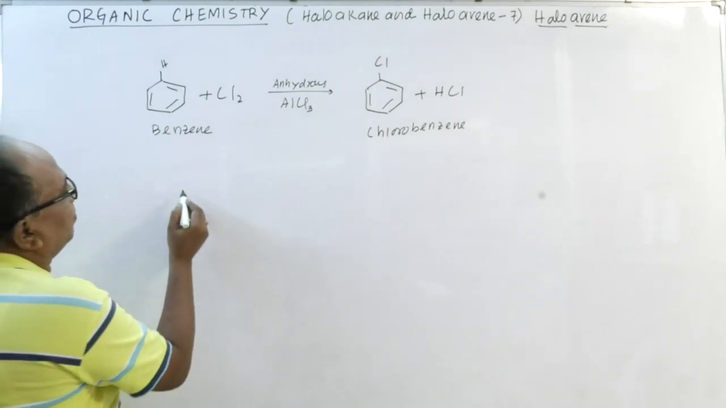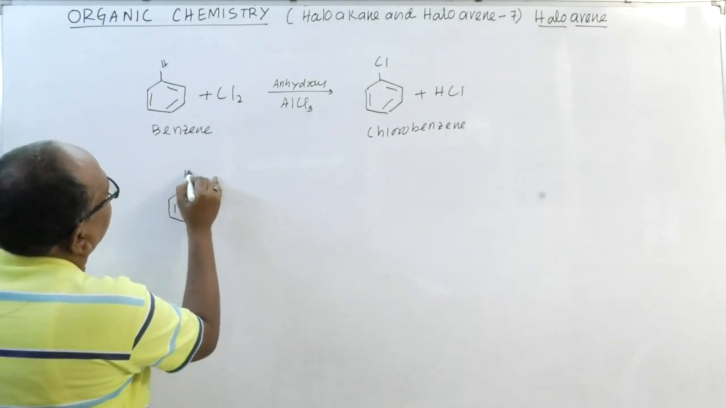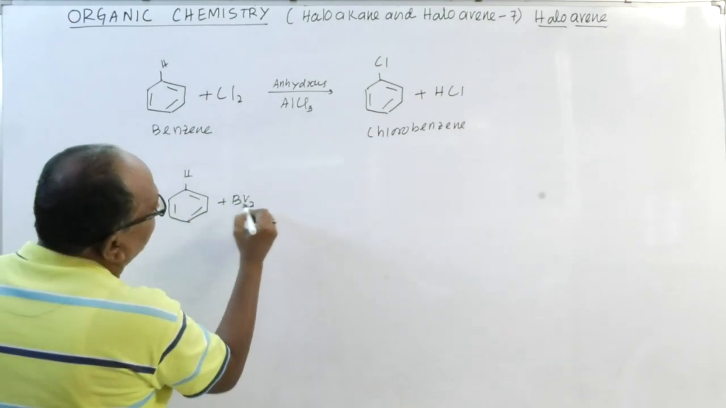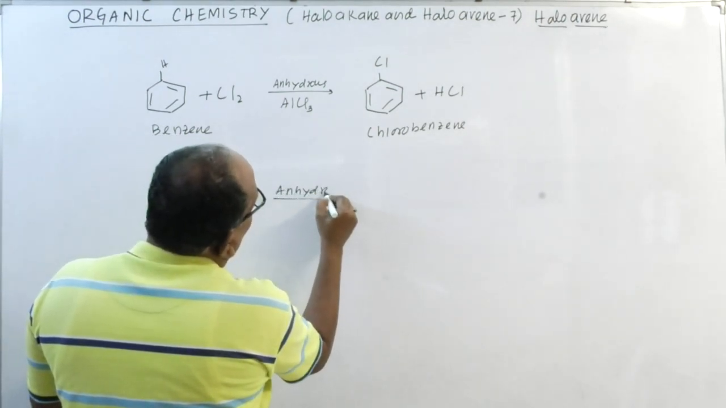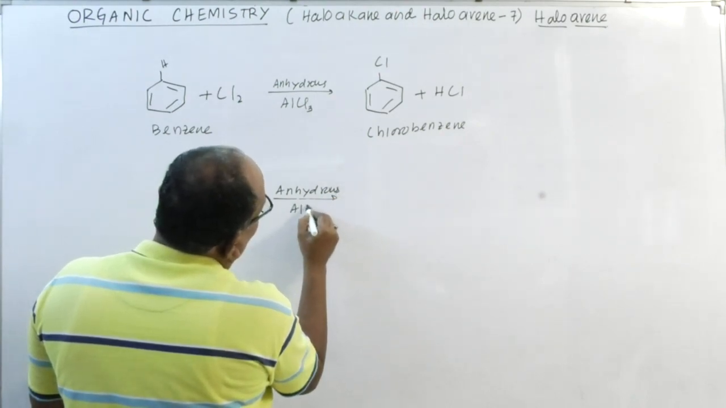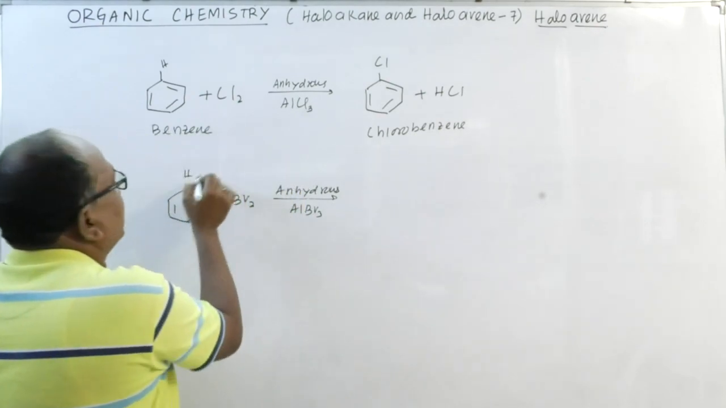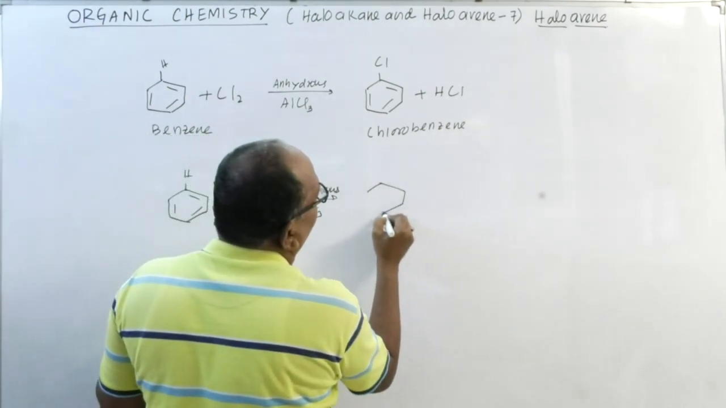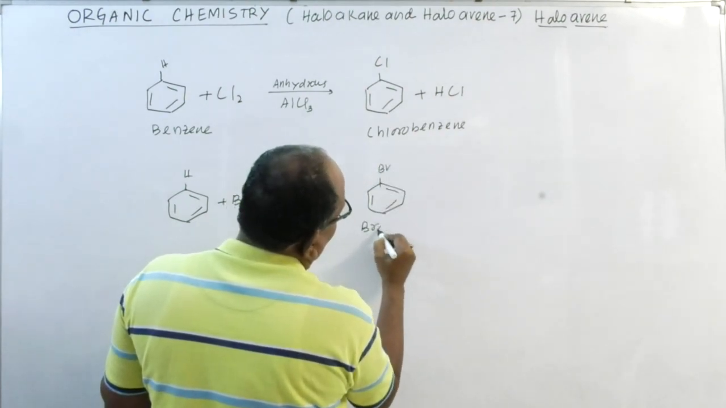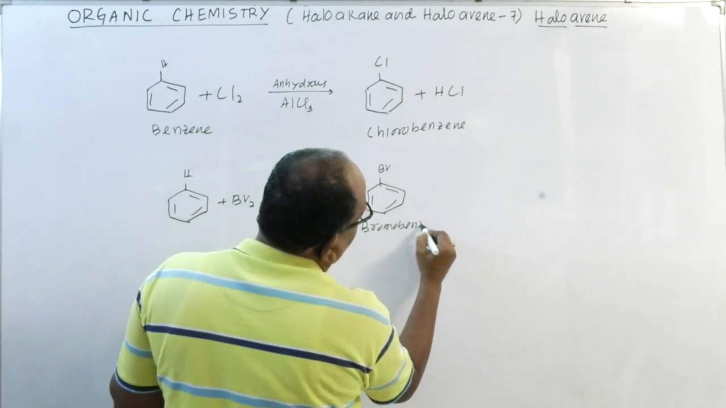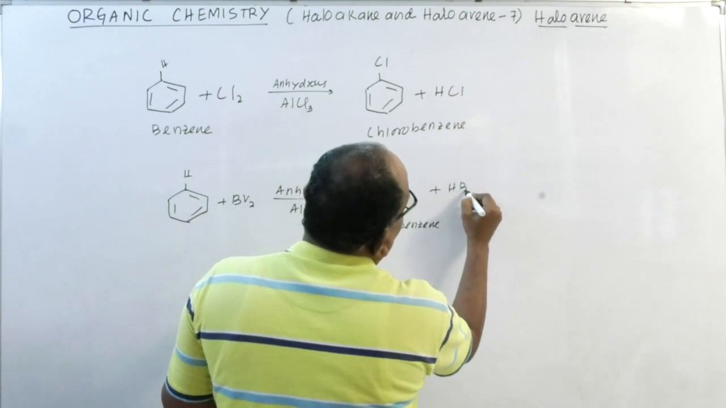Next, you can also make bromobenzene. When benzene is treated with bromine in presence of anhydrous aluminum bromide, this hydrogen atom gets substituted by the bromine. This is called bromobenzene plus HBr.